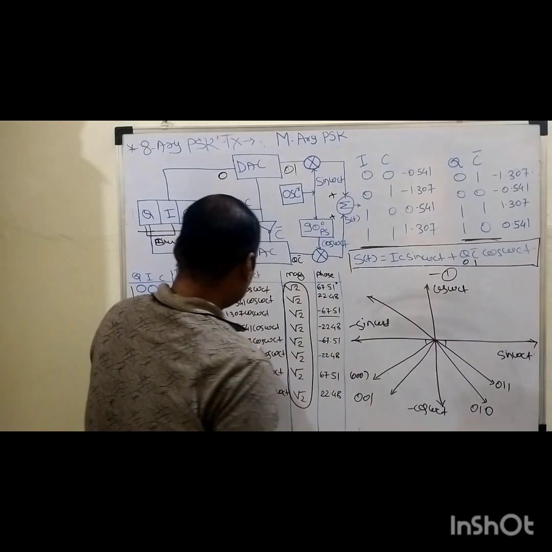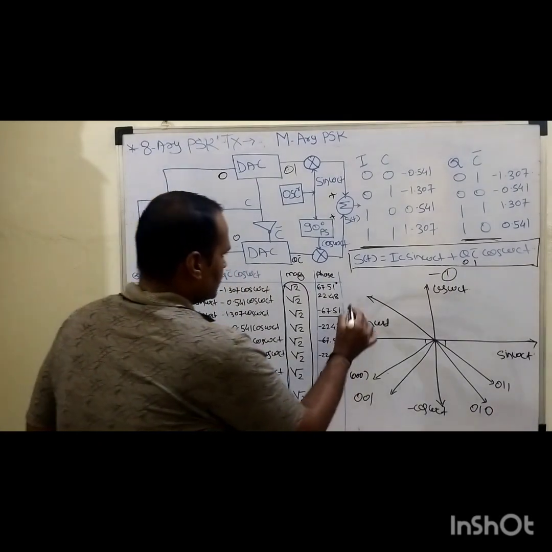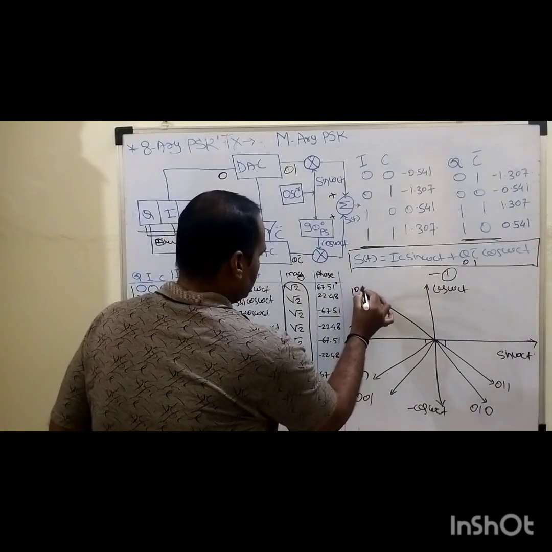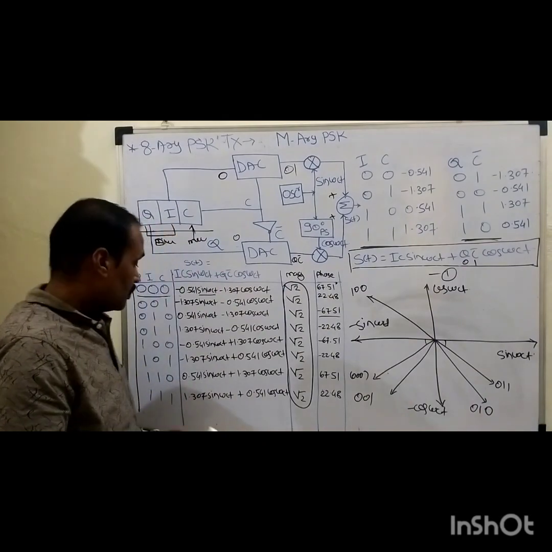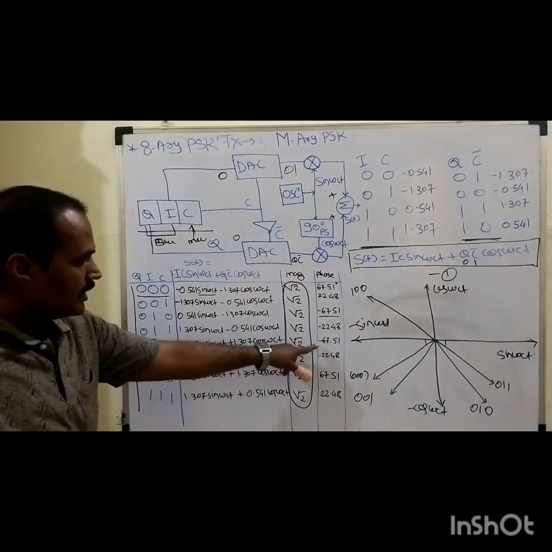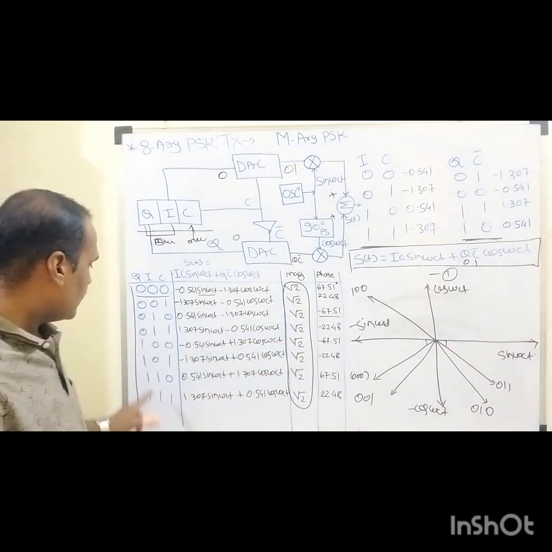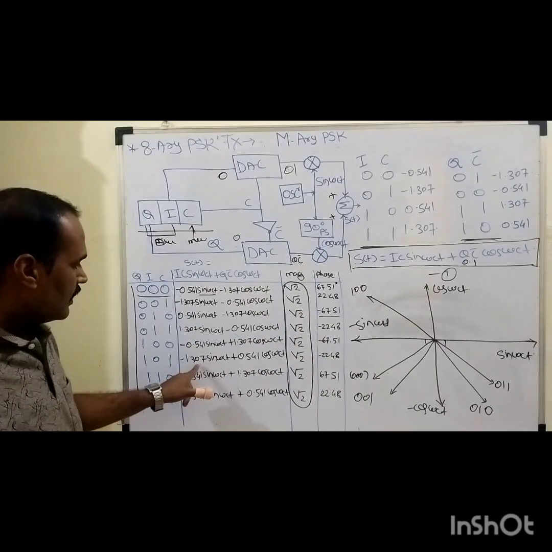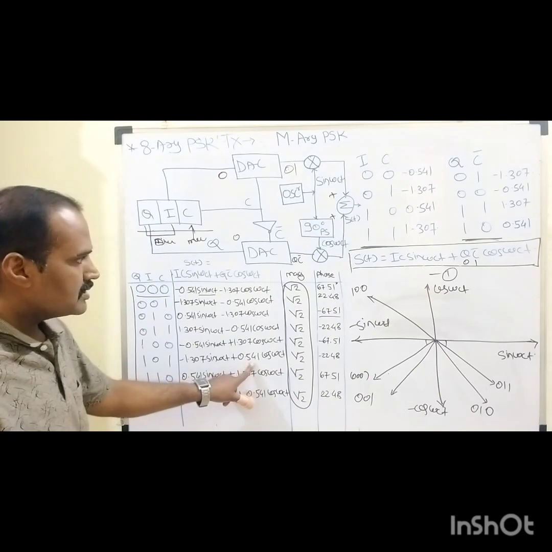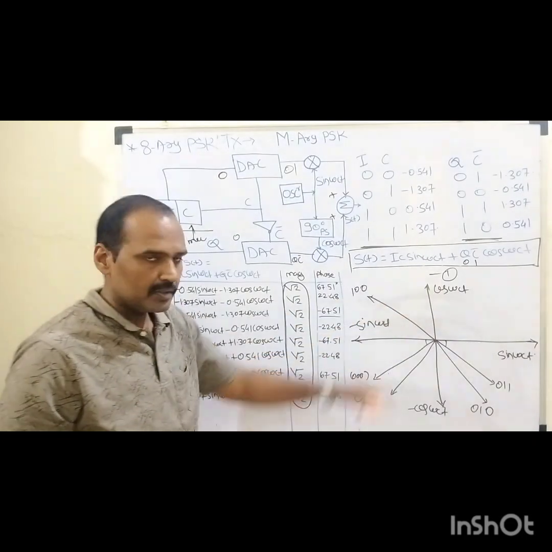So when I draw this vector, which is represented by this symbol, that is nothing but 1 0 0, right? Whose phase angle is exactly equal to how much? It is minus 67.51, right? Similarly, for the symbol number 6, again the sine is negative and the cos is positive. So again sine is negative and cos is positive.